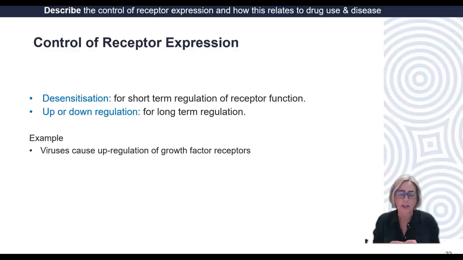And an example of this makes it a lot easier. So some viruses will cause upregulation of growth factor receptors. So the more growth factor receptors that are available, the more growth factor that can bind to those receptors. And unfortunately, when this happens, this can lead to cancer, cells becoming immortalized due to that constant stimulus of the growth factor and the availability of those growth factor receptors. It can lead to cancer in genetically predisposed people.